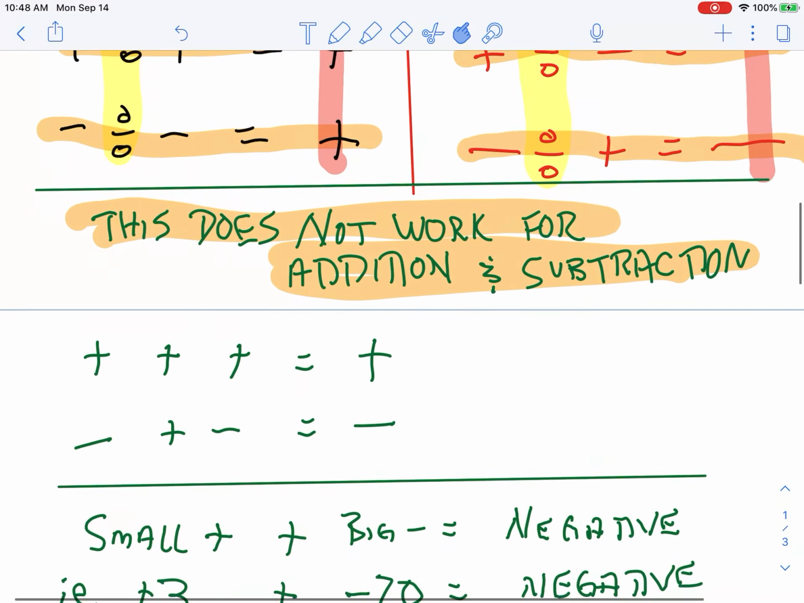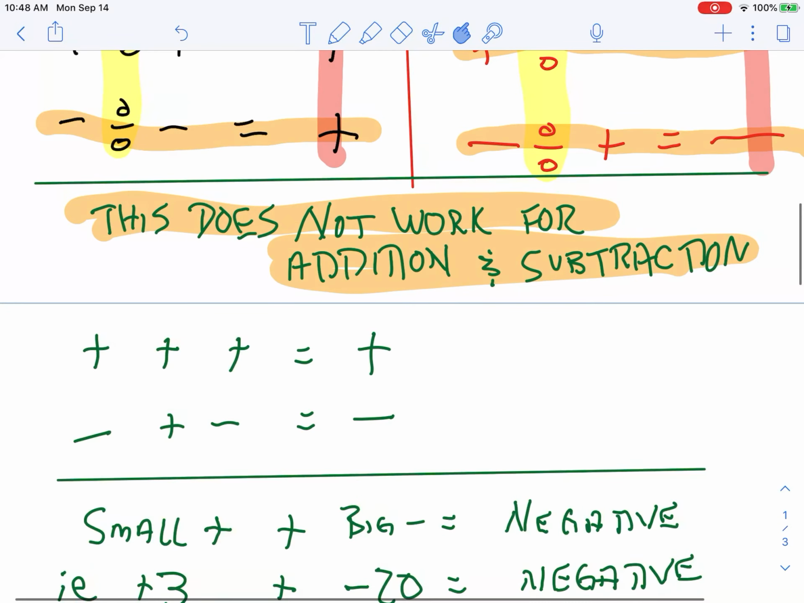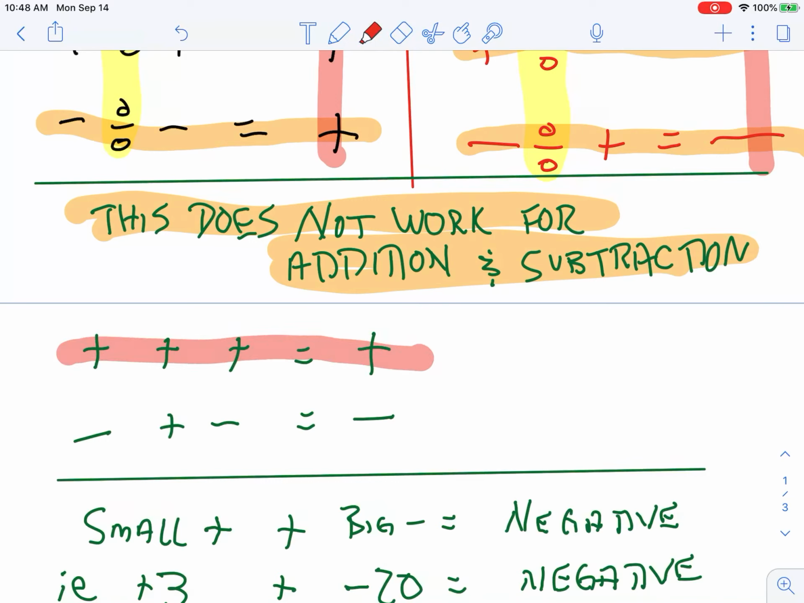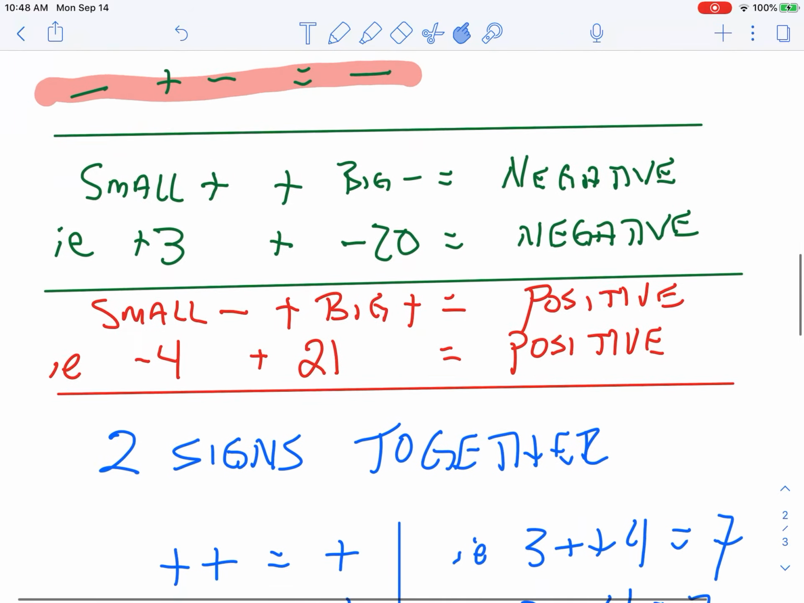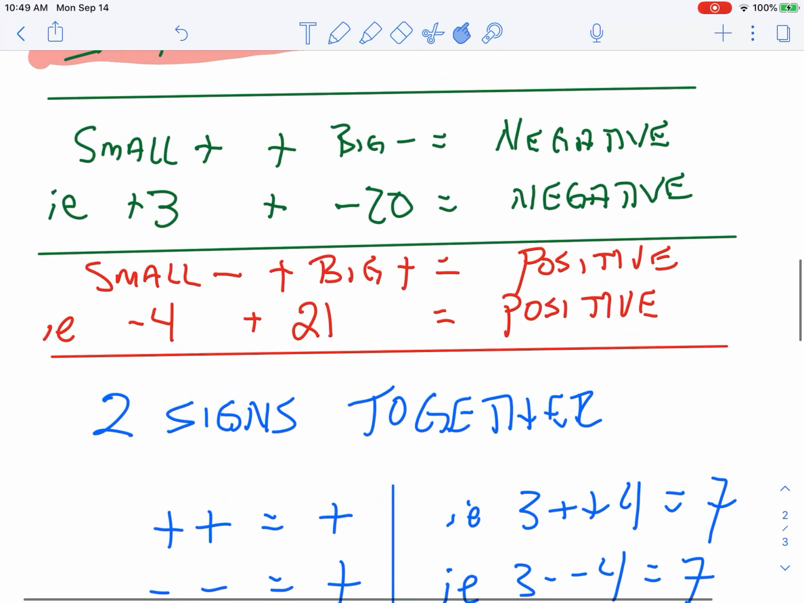Okay, this doesn't work for addition and subtraction, except for when you have a positive plus a positive. A positive plus a positive is positive, and a negative plus a negative is negative. You have to be thoughtful when you start to add and subtract positive and negative integers.